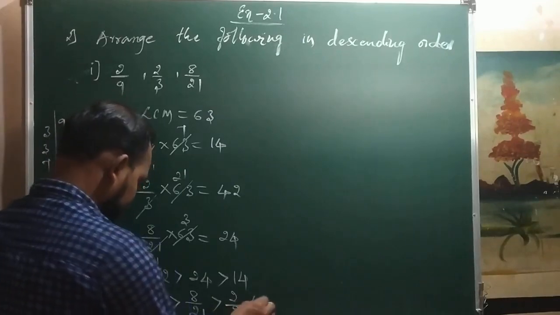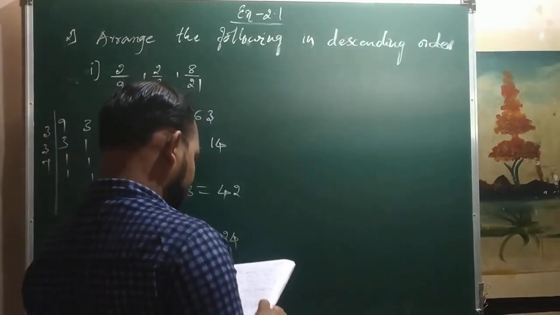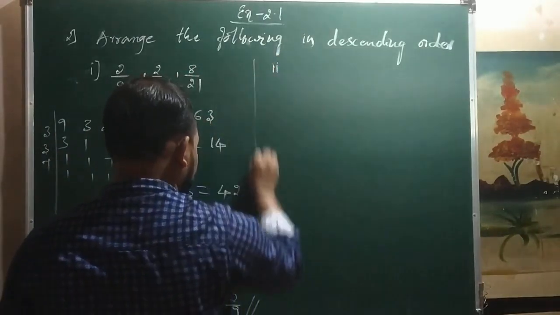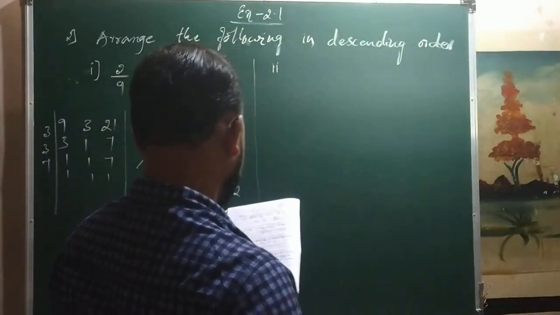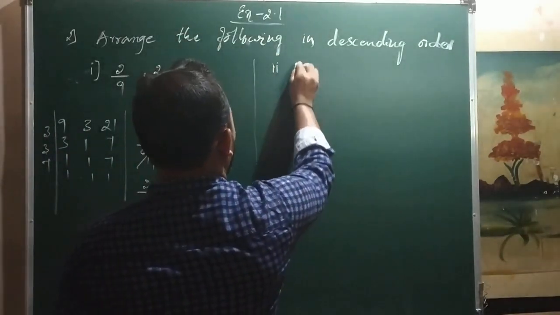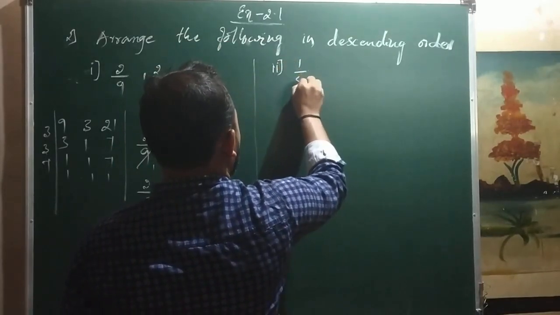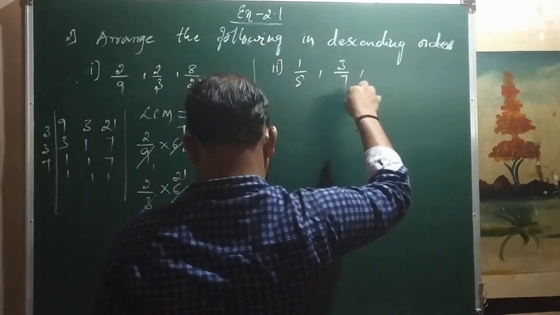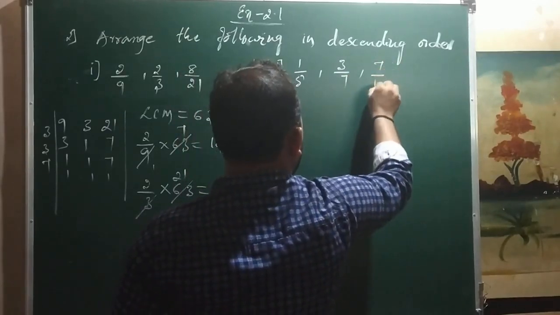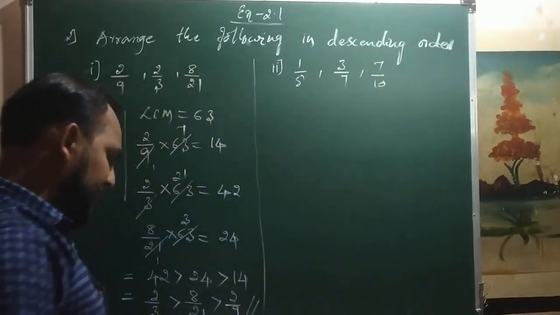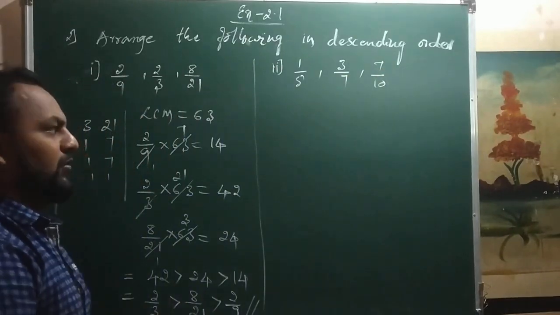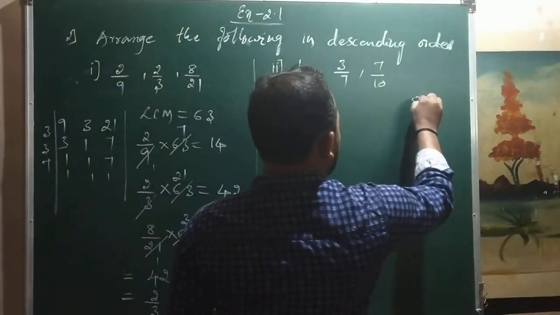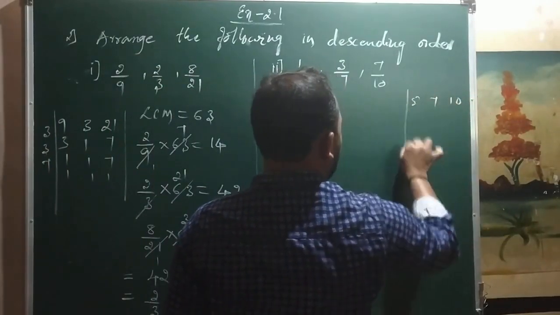Okay. Then in that exercise, the second question: 1 by 5, 3 by 7, 7 by 10. Write in ascending order. Okay, the first step is to take the LCM. Here 5, 7 and 10.